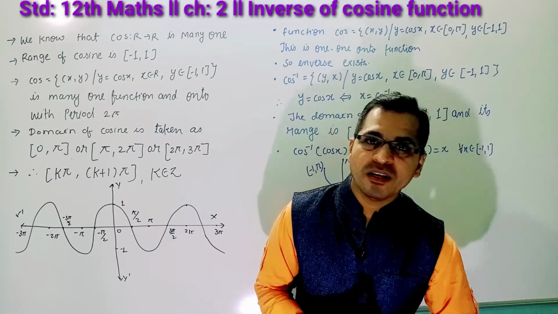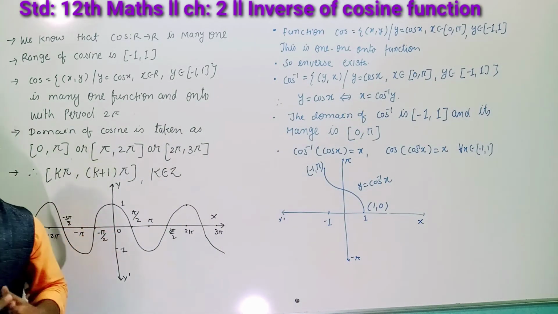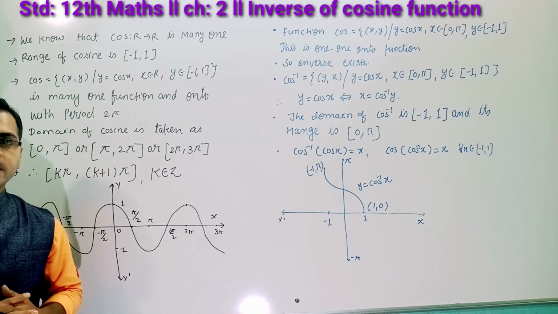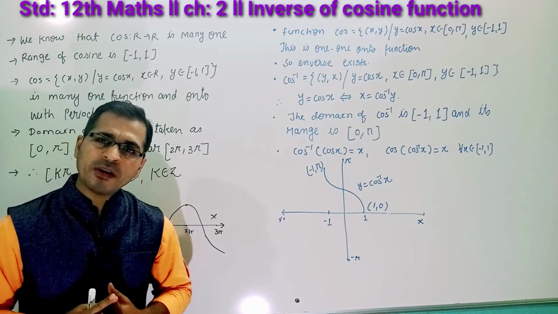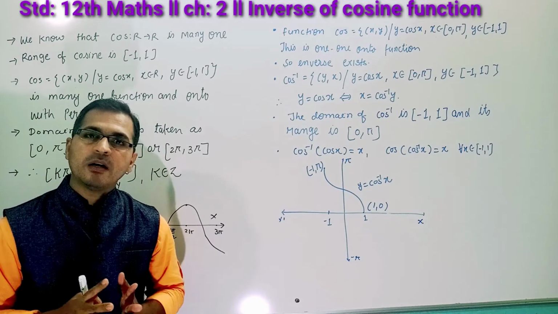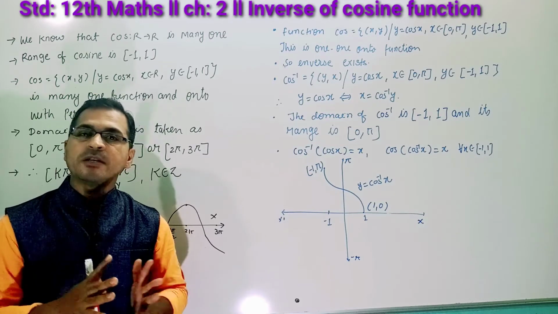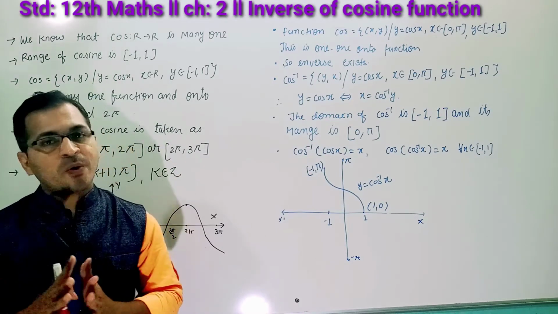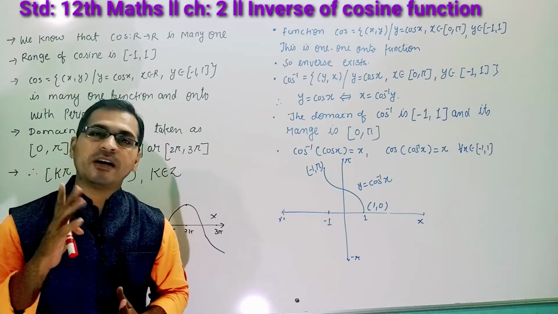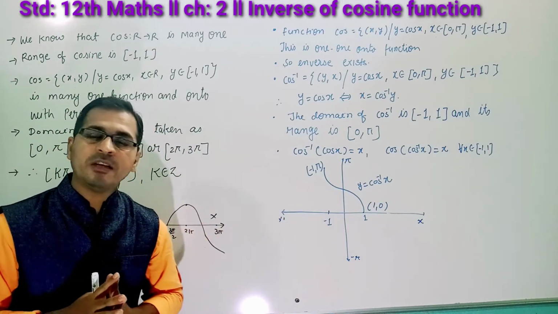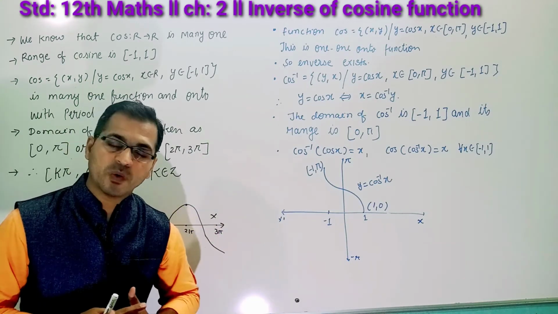Okay students, let us see the information about cos function. What is cos function? Students, we know that there are so many functions which are many one functions, but in some cases these functions are 1-1 and onto. If the function is 1-1 and onto, then inverse of that function is possible. Same things we have discussed in sine, and we are going to discuss in cos also.